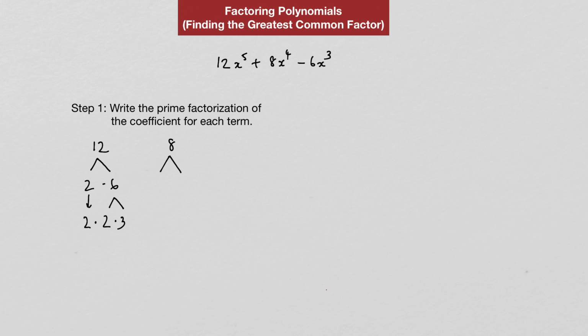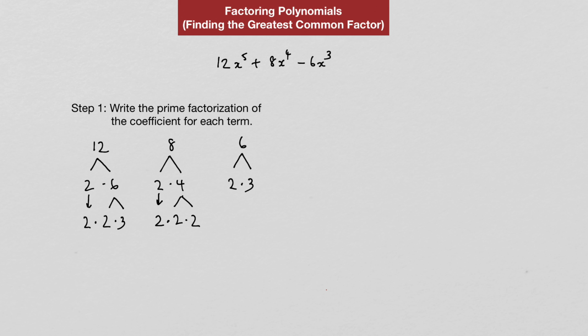Okay, so let's work the next coefficient, and that is 8. 8 factors down to 2 times 4. 4 then factors down to 2 times 2. And if we bring this first 2 down, we see that the prime factorization for 8 is 2 times 2 times 2. And then lastly, we're going to take the number 6 and factor that down to 2 times 3. Both of those numbers are prime numbers, so they cannot be factored any further.